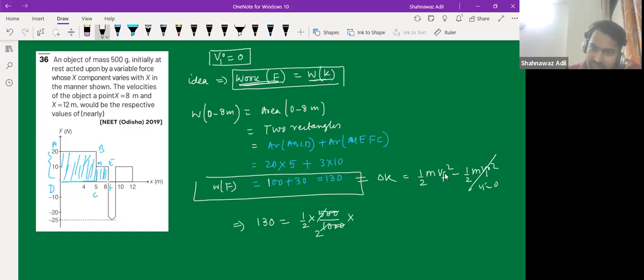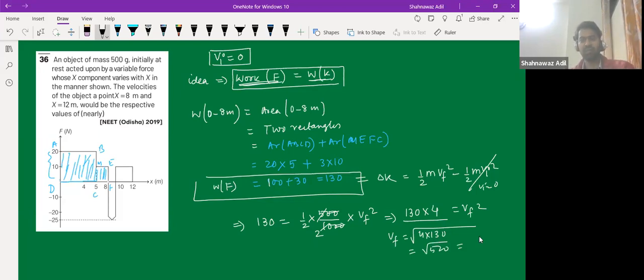And v final we have to find out, right? So this would be 130 into 4 divided by, so this is the v final square, right? Yes, sir. So then what is this root? This would be 4 into 130. So what is this? 520. So what is the root of 520?